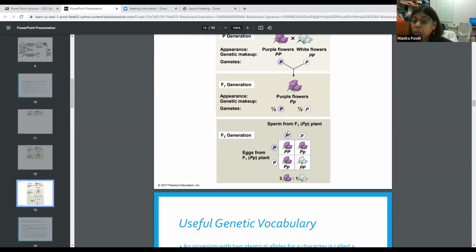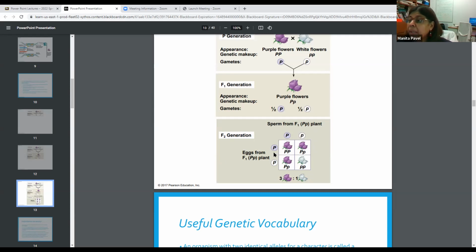Now, on one side of the checkerboard, you put either the male gamete. A gamete is a sex cell, which is the sperm cell. And on the other side of the checkerboard, you put the female gamete, which is the egg cell. So now how do we get the offspring?